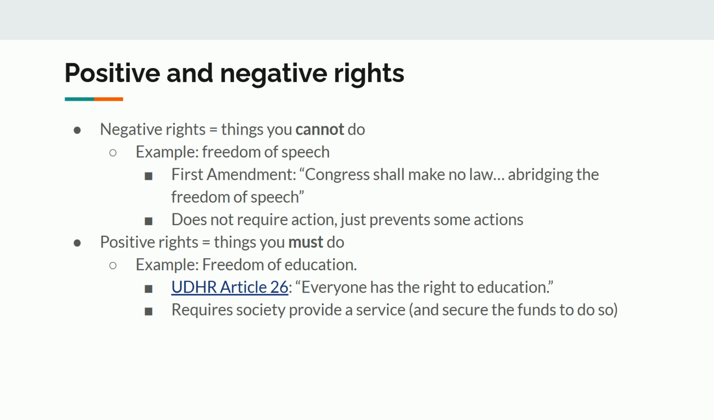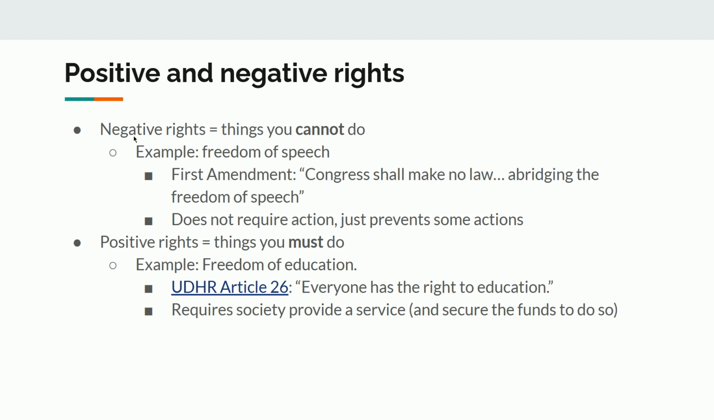They're not allowed to do something. So negative rights like this, they don't require action, they just prevent certain kinds of actions. It's a restriction on certain kinds of actions. Positive rights do require actions. It's not just that you shouldn't do something or you can't do something, but that you must do something.